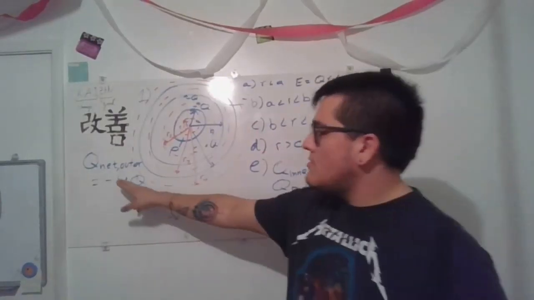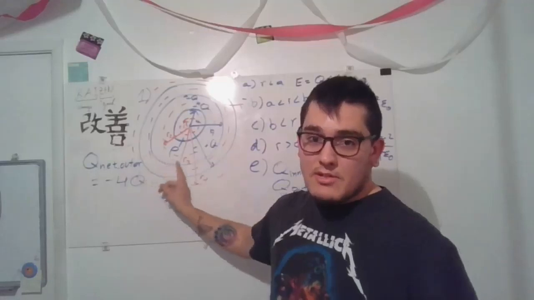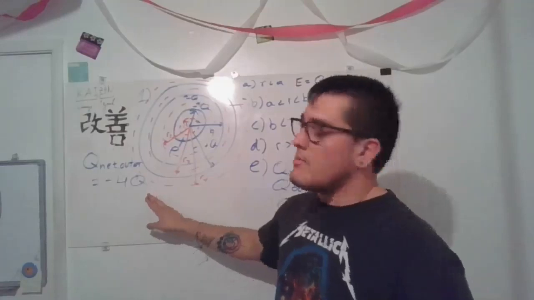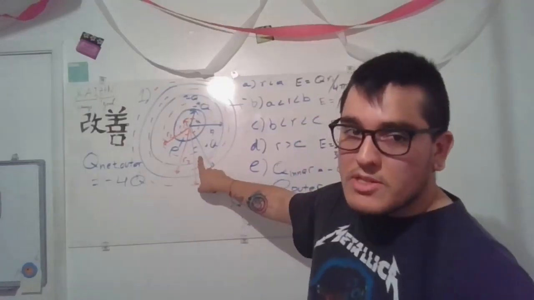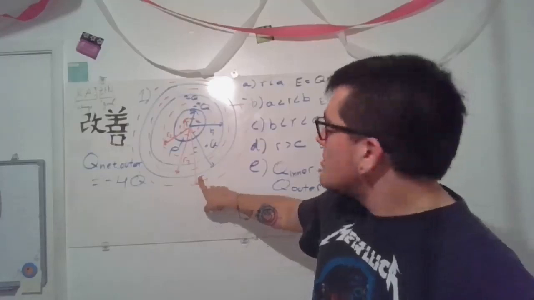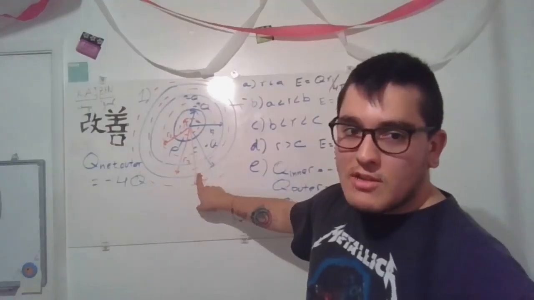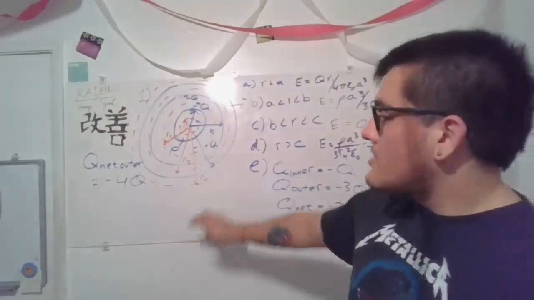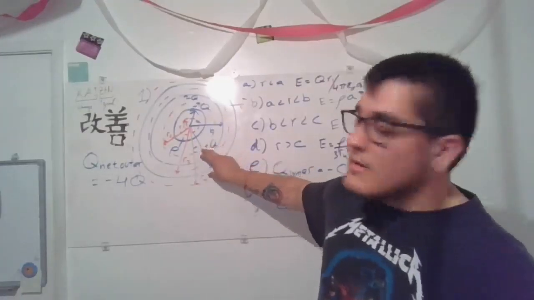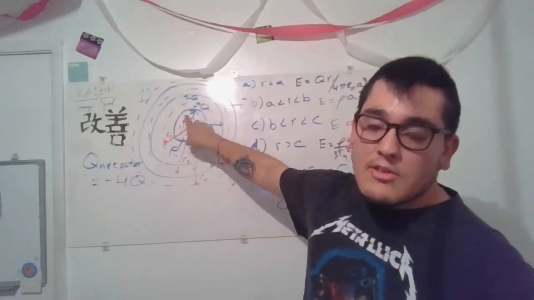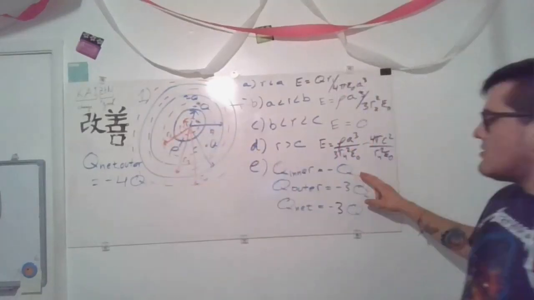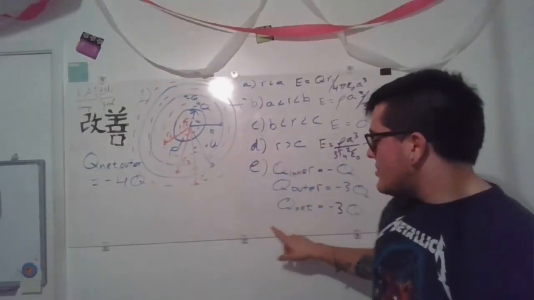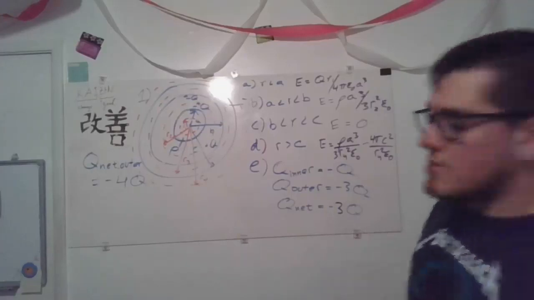So all I did was the Q net of the outer cylinder, or the outer sphere, I'm sorry. The Q net of the outer sphere is going to be negative 4Q because I'm adding the inner surface charge and the outer surface charge. This charge is negative Q, that charge is negative 3Q, add them together, negative 4Q. Now, I have to take the charge on the conducting sphere and add it to the charge on the insulating sphere. So Q inner is right here, Q outer is negative 3Q. The Q net, let me show it to you guys.